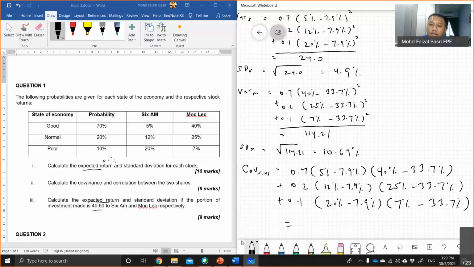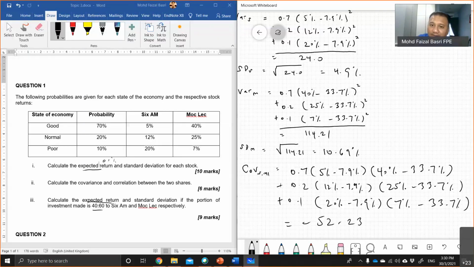Negative 52.23. Okay. 52 apa tadi? 3. Okay, so that's the covariance. Any other answers?